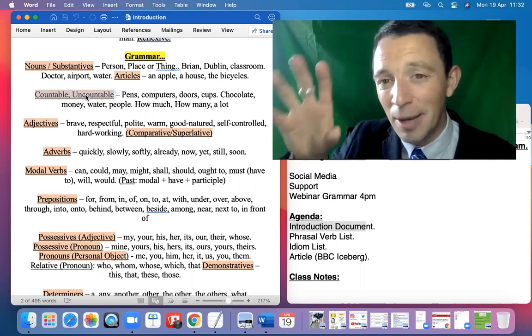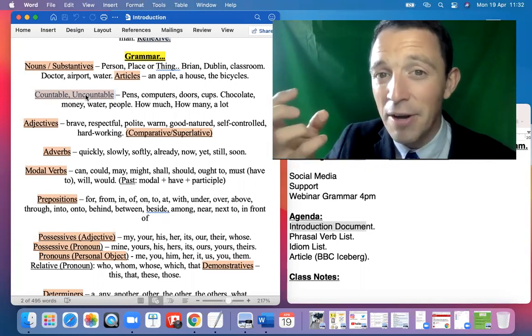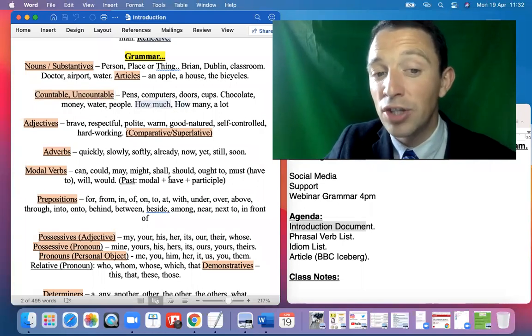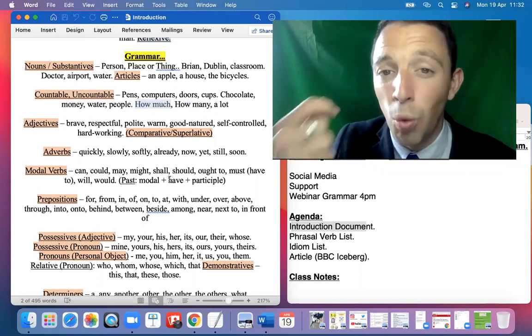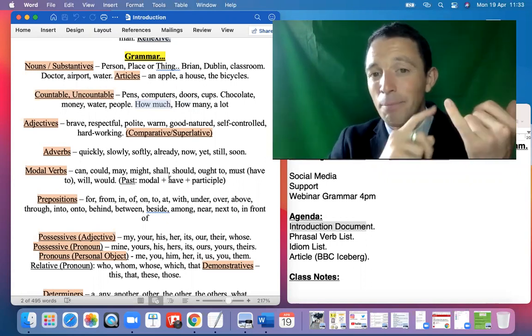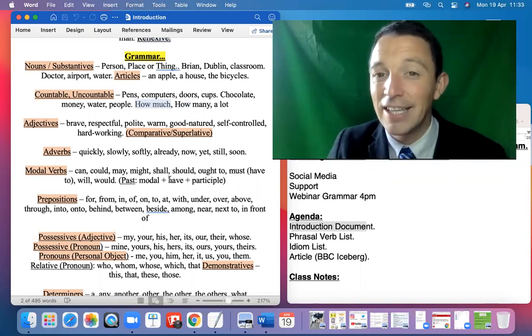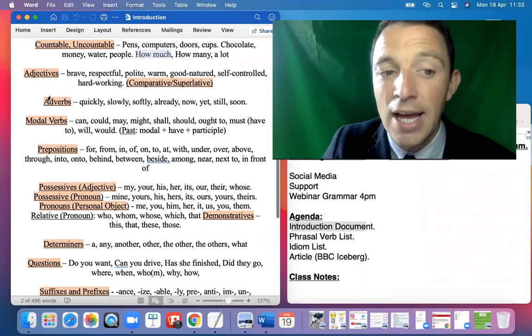So these concepts and this category of uncountable nouns are very important in relation to how much and how many. So in relation to uncountable, we say how much chocolate do you want? How much water do you have? But countable, pens, books, televisions, how many? That's the key difference between the two. Okay, how much and how many for countable and uncountable.